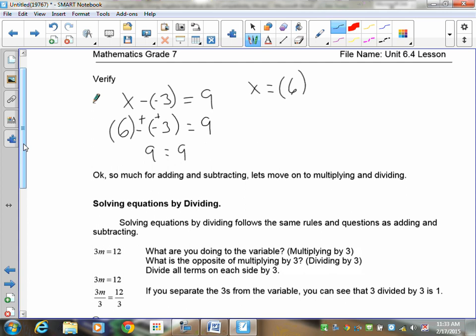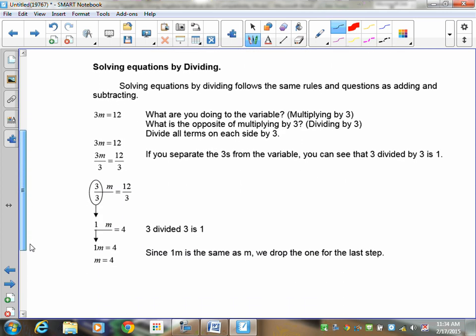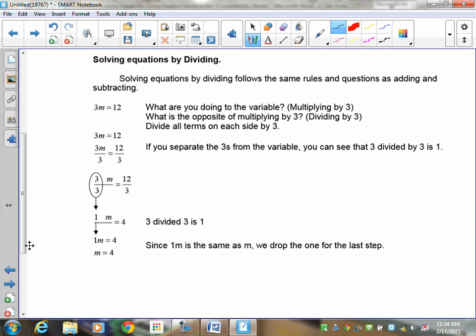This is where, if you had trouble with integers, it can come back and haunt you. Okay? So much for adding and subtracting. Let's move on to the next part, which is multiplying and dividing. The multiplying and dividing part is going to be the beginning of the two-step stuff that we're going to be doing.